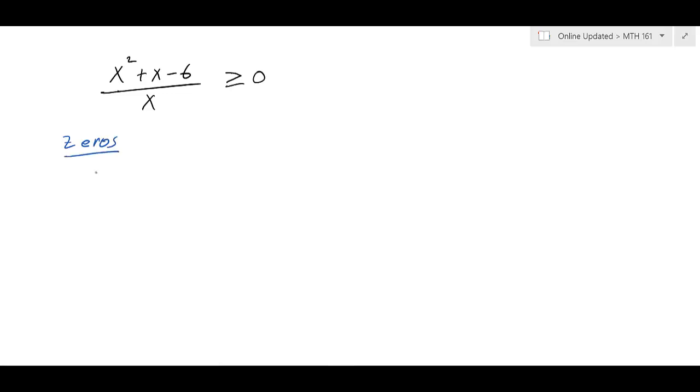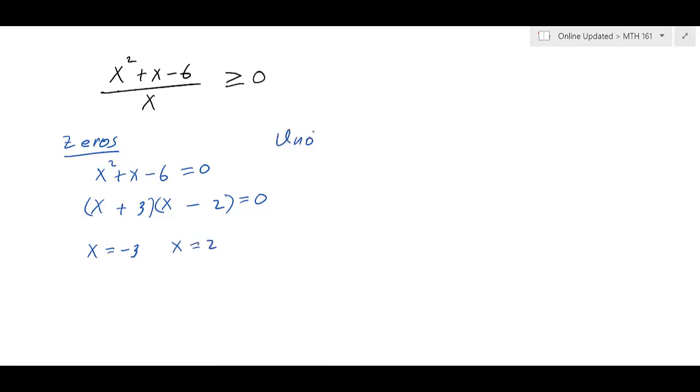We can simply take the numerator, x squared plus x minus 6, set it equal to 0 and solve. So we can factor the trinomial, x and x. And what are we going to factor for 6? We have 1 and 6 and 2 and 3. And it looks like we could go 3 times 2 is 6 with a positive 3 and a negative 2. So therefore, x would be equal to negative 3 and x would be equal to positive 2.